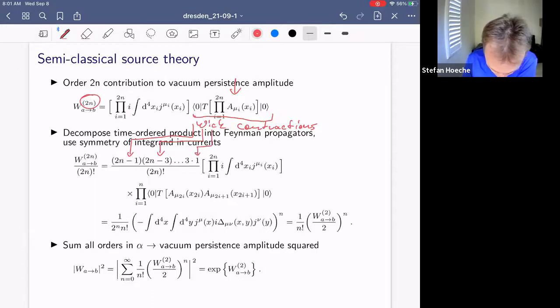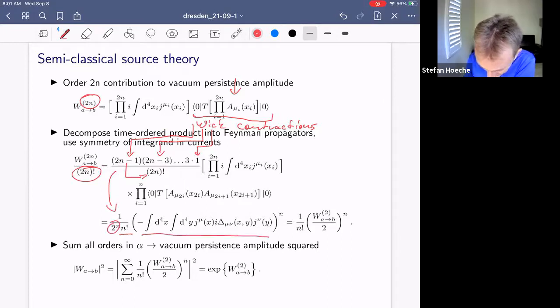Remember, in the beginning, I pulled out a factor 1 over n factorial. So I'm putting this back here because this is very convenient. These terms can be canceled against certain terms in this 2n factorial. Okay. And after all is said and done, I can turn this factor into 1 over 2 to the n times n factorial times the basic integral, the second order result, to the power of n. So it's a very convenient structure.